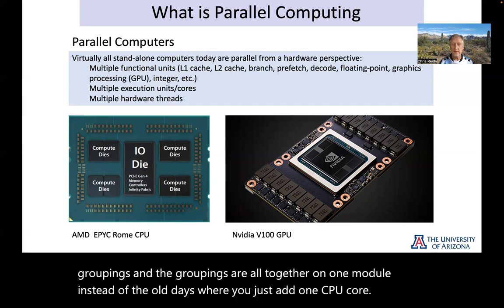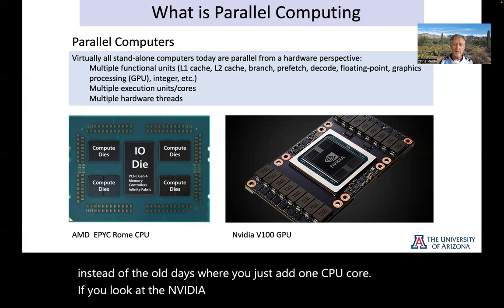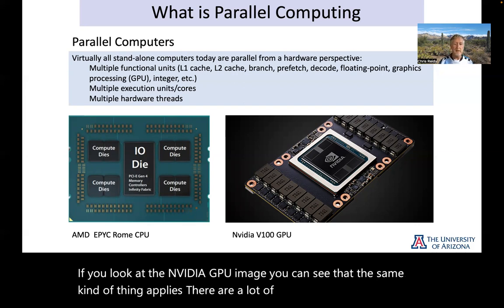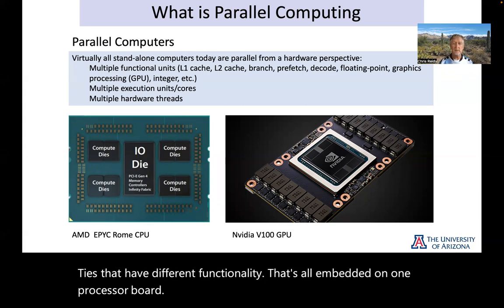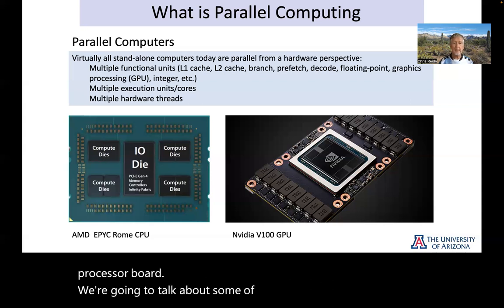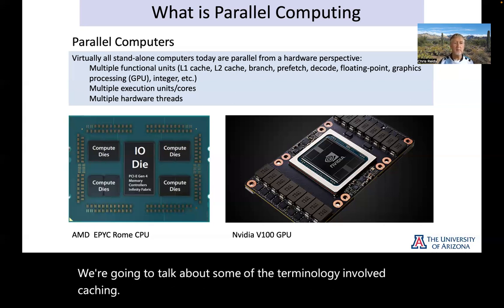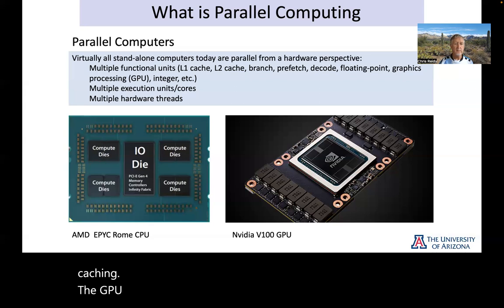If you look at the NVIDIA GPU image, you can see the same kind of thing applies. There are a lot of little dies that have different functionality, all embedded on one processor board. We're going to talk about some of the terminology involved: caching, the GPUs, threads, processes.